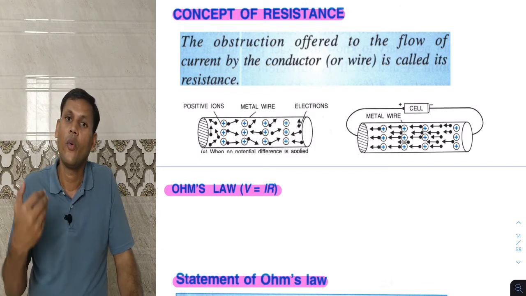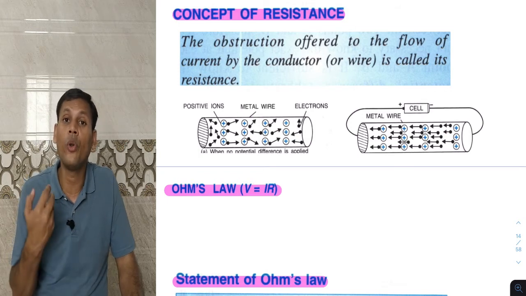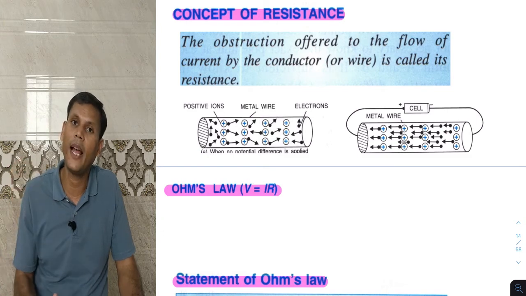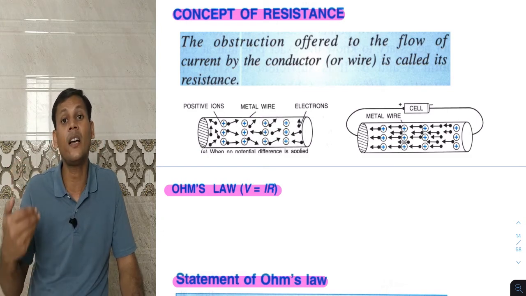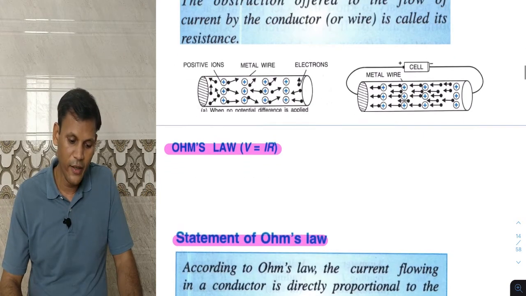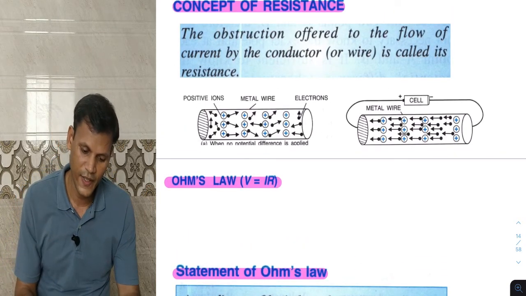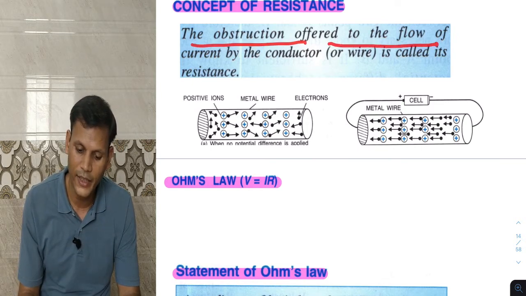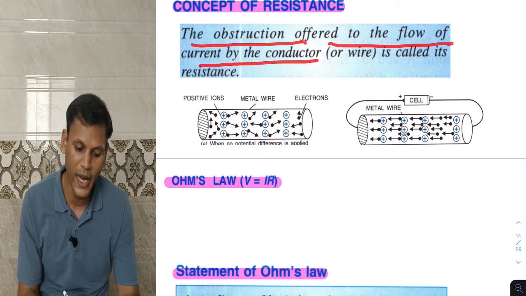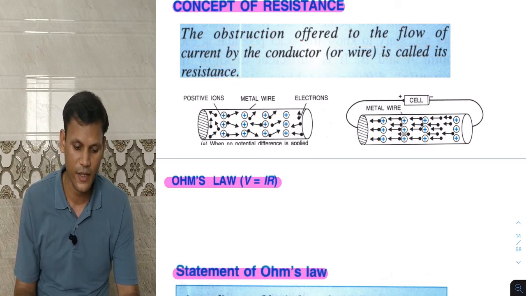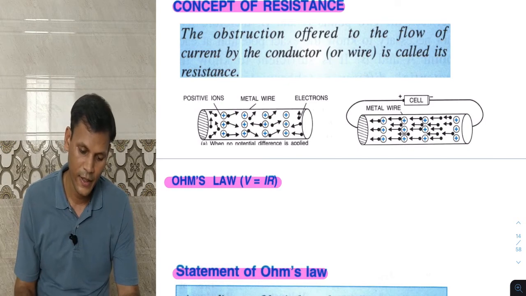So once again, why does resistance arise? Due to collision between electrons when we apply the potential difference across the ends of the conductor. That is what resistance is about. So the definition: the obstruction offered to the flow of current by the conductor is called its resistance. So I have explained everything.